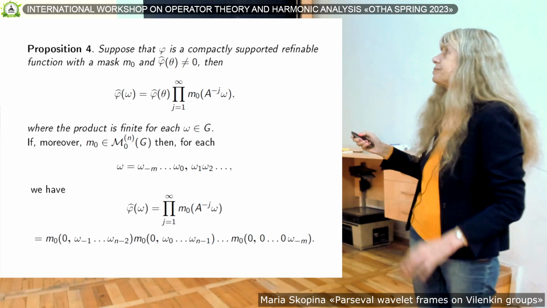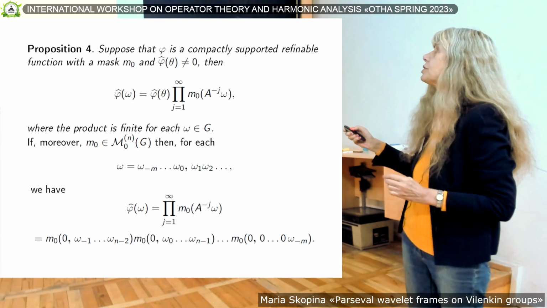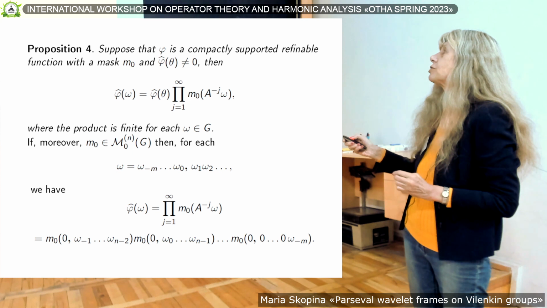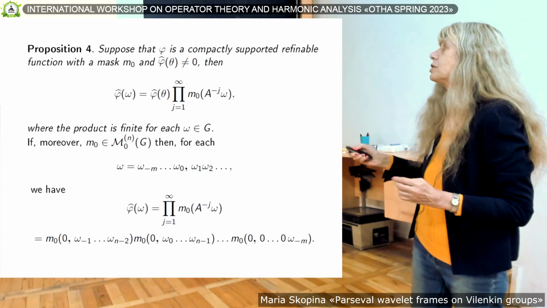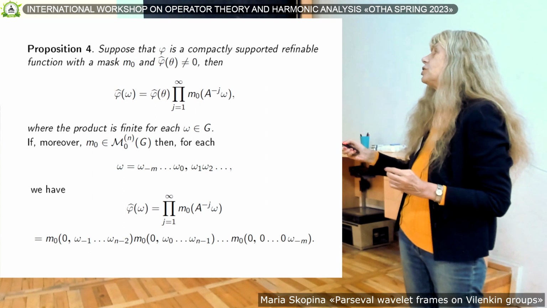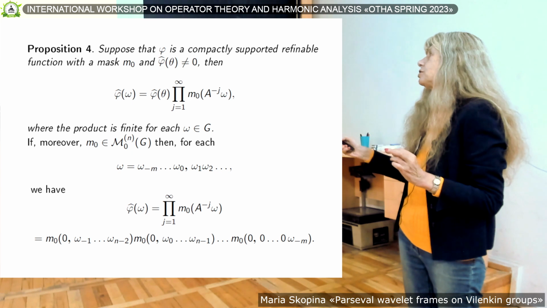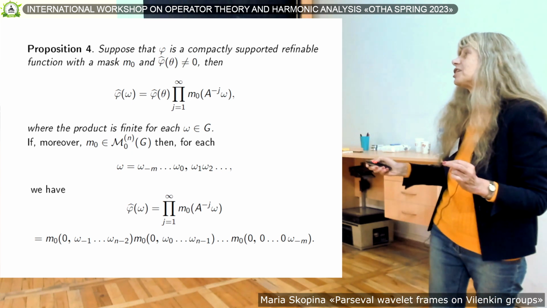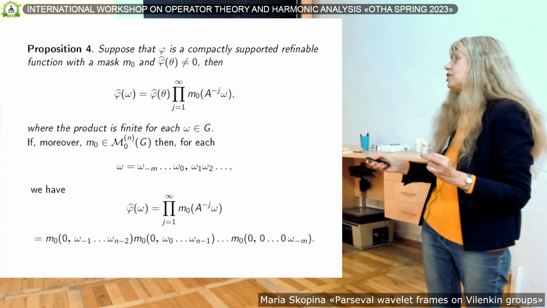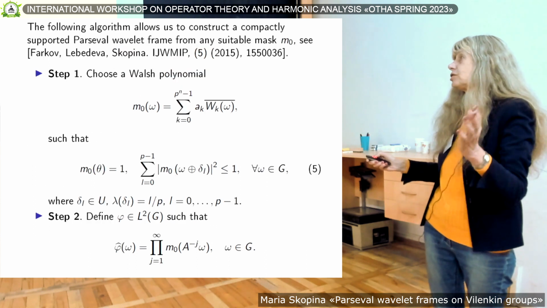And if phi is a compactly supported refinable function, then phi hat is the infinite product. And if moreover M0 is in that class, then this factor is 1, and it is just a finite product of the mask, just explicit.